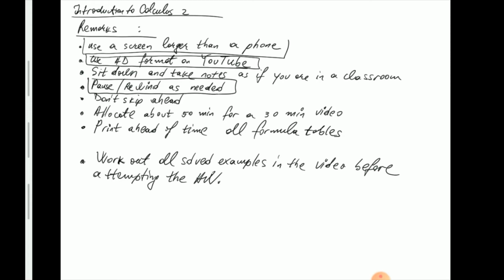Roughly speaking, you should allocate about 15 minutes for a 30 minute video on average. It's not a strict rule, but the idea is that you need to basically allocate time for pausing and rewinding if needed. Make sure you have the tables or formulas with you as we move along.